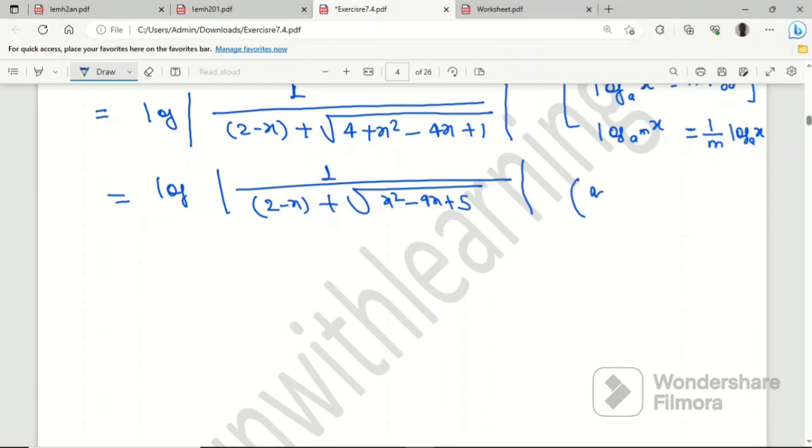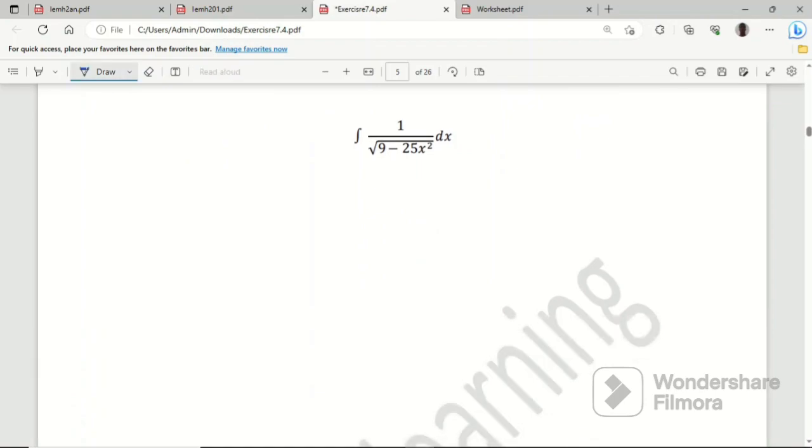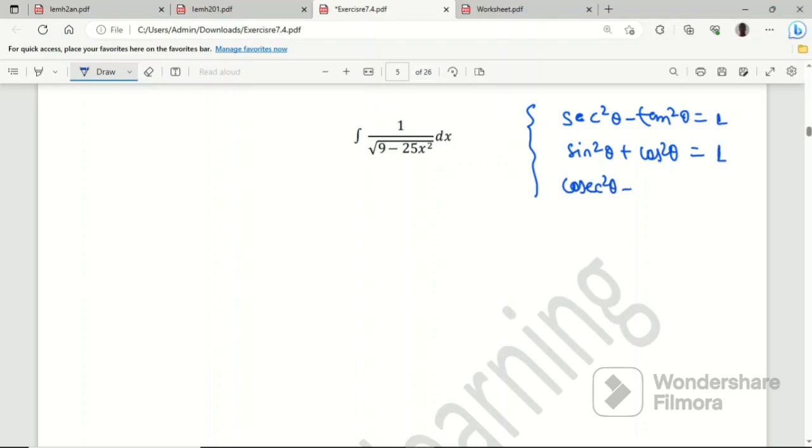You can write the answer here. Again, this question is clearly visible. Although you can try some better methods, you can try to put in some trigonometric identities. Basically there are 2-3 trigonometric identities you can apply. One is sec square theta minus tan square theta equal to 1. Sin square theta plus cos square theta equal to 1. And cosec square theta minus cot square theta equal to 1. You can apply these three identities to solve various types of integration.